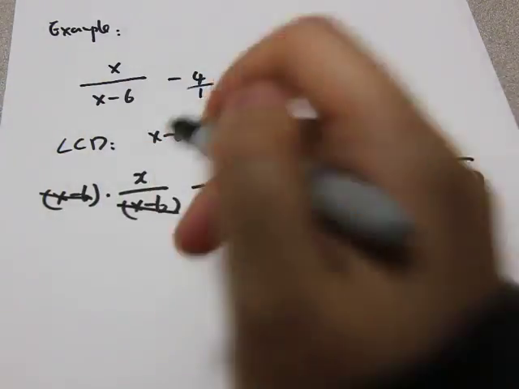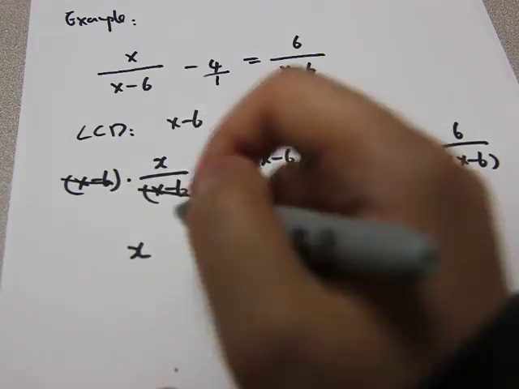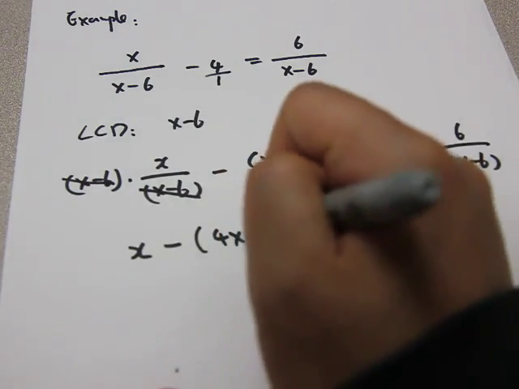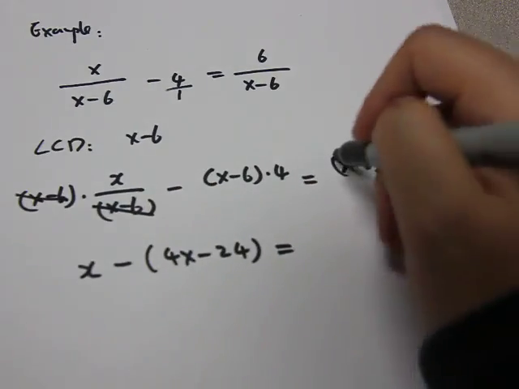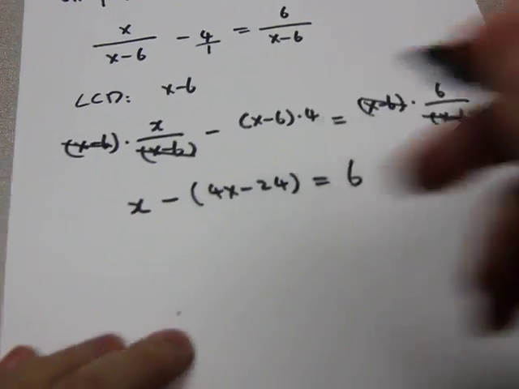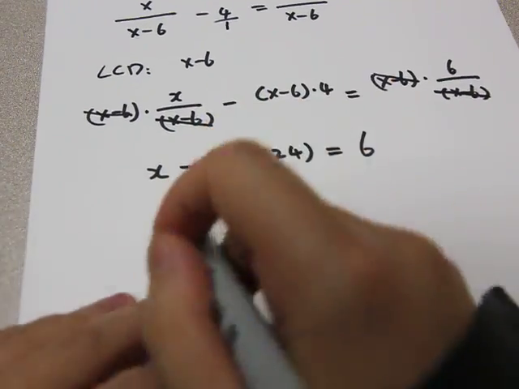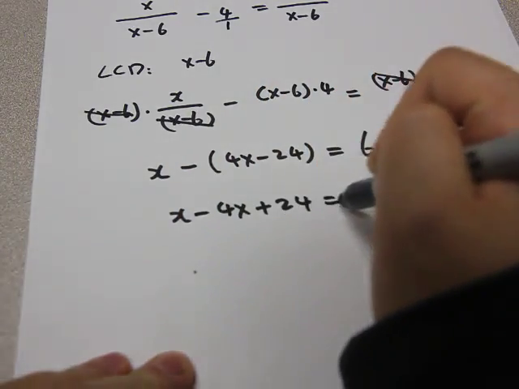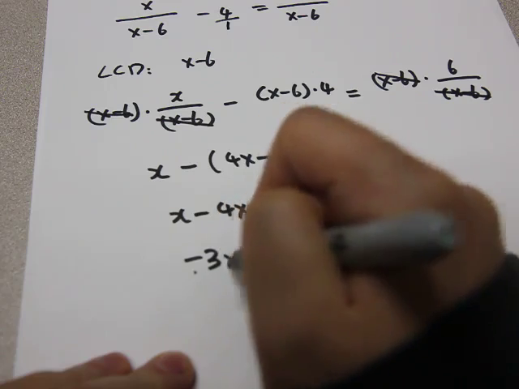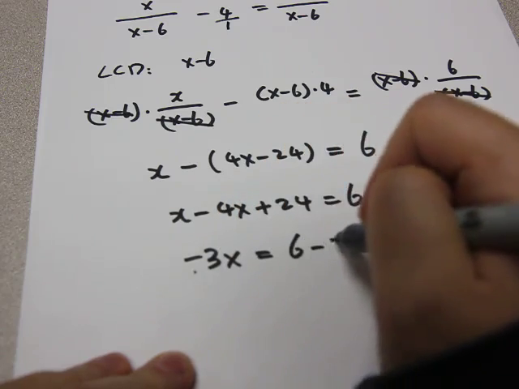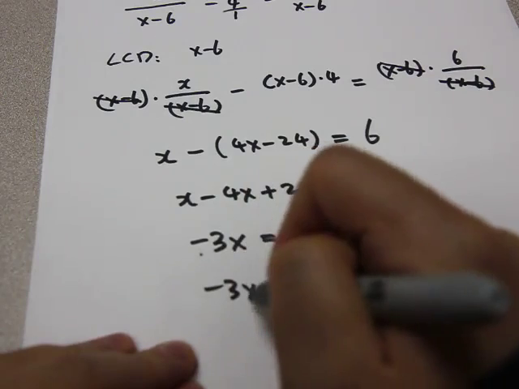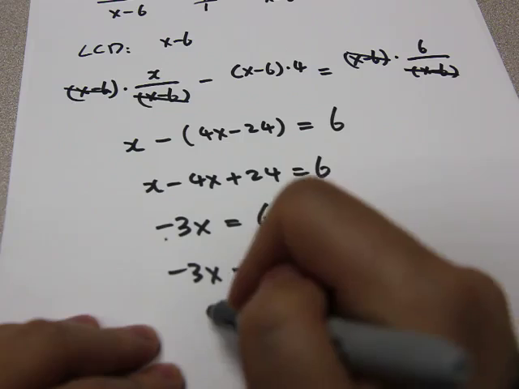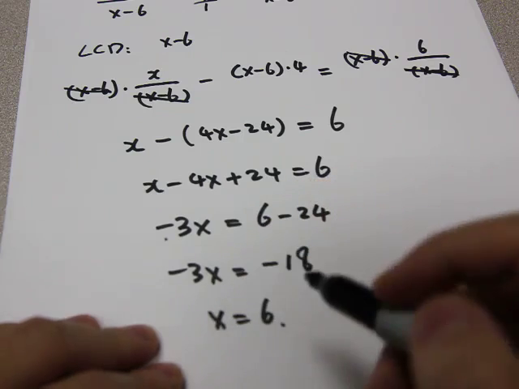So x minus 6 cancelled. We have x and minus 4 times x minus 6. We have 4x minus 24. Over here, x minus 6 cancelled. We have 6. Let's solve this equation. So we have x minus 4x plus 24 equals 6. So we have negative 3x equals 6 minus 24, which is negative 18. So x equals 6.